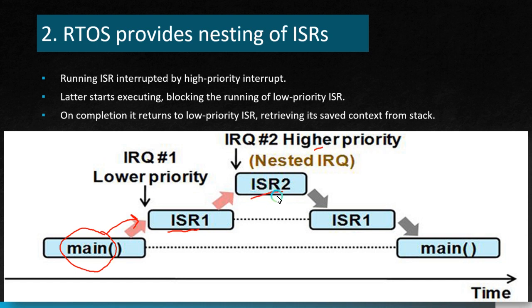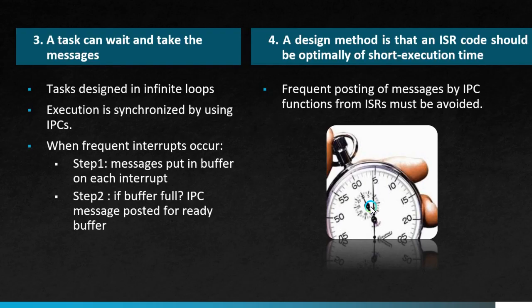So what will happen is that the normal execution of ISR1 will be interrupted by ISR2, and only after the completion of the execution of ISR2, the control will be moving back to ISR1 and the execution will be resuming from the point where the interruption has occurred. The third design principle is a task can wait and take the messages.